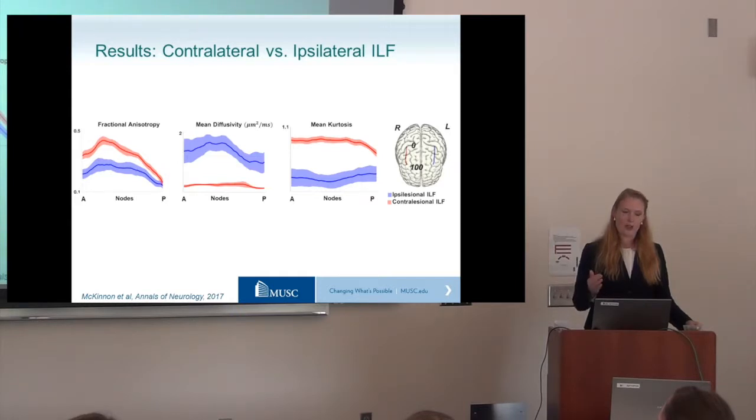In general, the FA is lower, the kurtosis is lower, and the mean diffusivity is higher for the patients, comparing the ipsilesional side with the contralesional side. Another thing that's striking is that the contralesional side, which technically would be the healthier side, has a lot less variation in it. So maybe this variation could tell us something about the individual's performance, and that's what we were trying to find out.